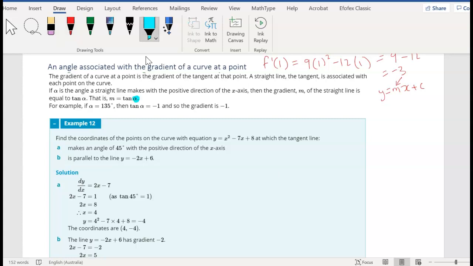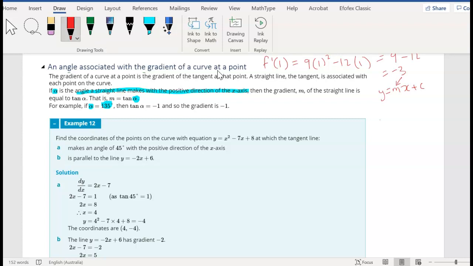All right. So if alpha was equal to 135 degrees, then tan of 135 is equal to -1. So your gradient is -1. Now what we've just got here, and this is important to highlight, is the angle a straight line makes with the positive direction of the x-axis.